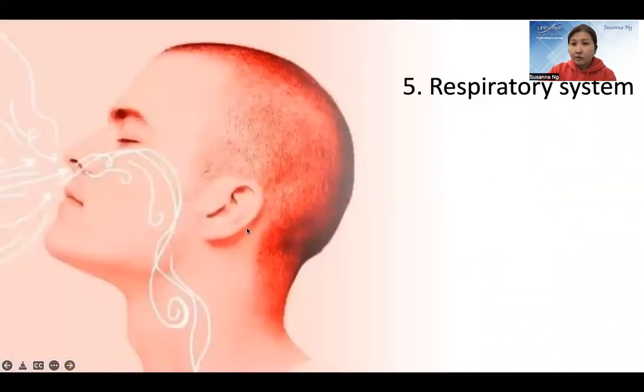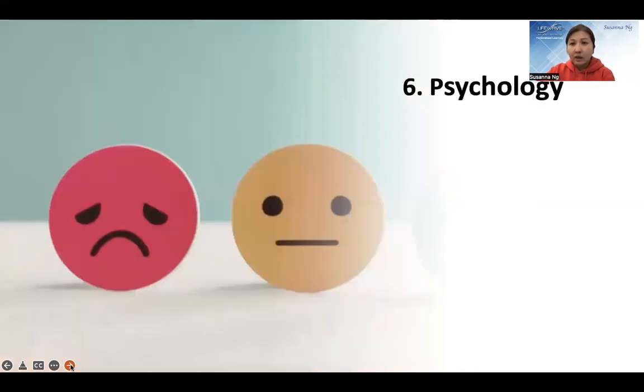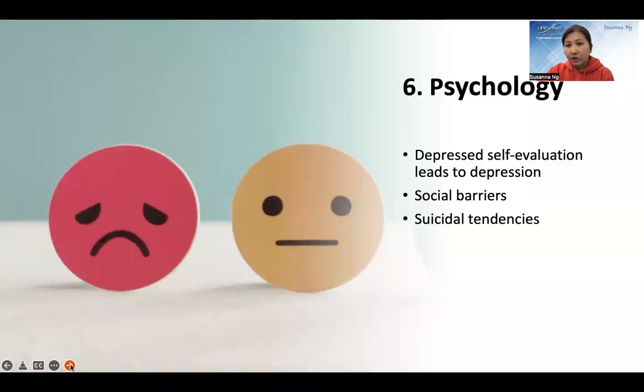Also, the respiratory system is important. We need to have good, deep sleep, and asthma issues will also affect our body. Then psychological issues like depression, social barriers, and negative thinking also affect our health, and will increase our chance of obesity, accumulating fats and affecting our body.